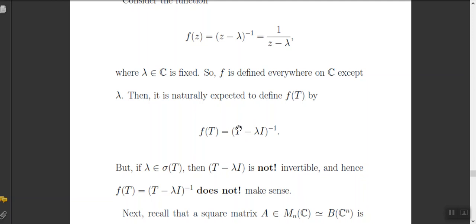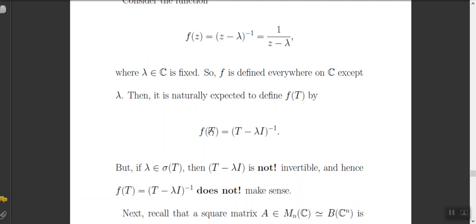So this definition doesn't make sense. Let me put it all together. The function, okay, lambda belongs to the spectrum. The function f is not defined on lambda. So it means the function is not defined on the spectrum of T. So that's why you cannot define f of T.